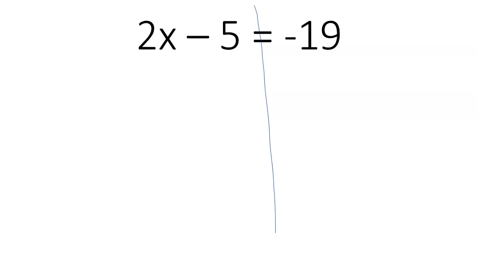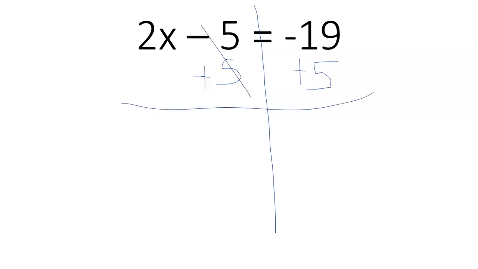It's a minus. So what is the opposite of minus? The opposite of minus is plus. So I'm going to plus 5 to this side, which means I have to plus 5 to this side. I always do it to both sides of the equation.